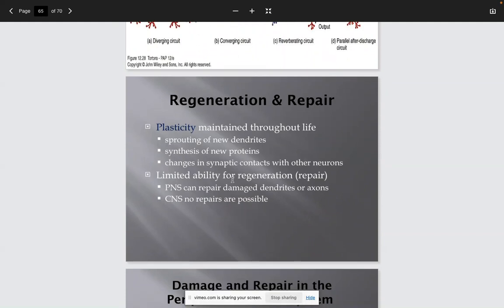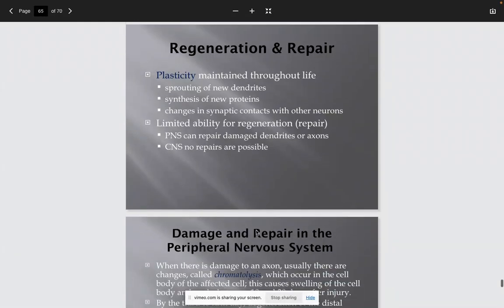There's limited ability for regeneration or repair. The peripheral nervous system can repair damaged dendrites or axons. This occurs through Schwann cells. So the Schwann cells can help regenerate myelination in certain circumstances in the peripheral nervous system. However, the central nervous system can't really repair itself.